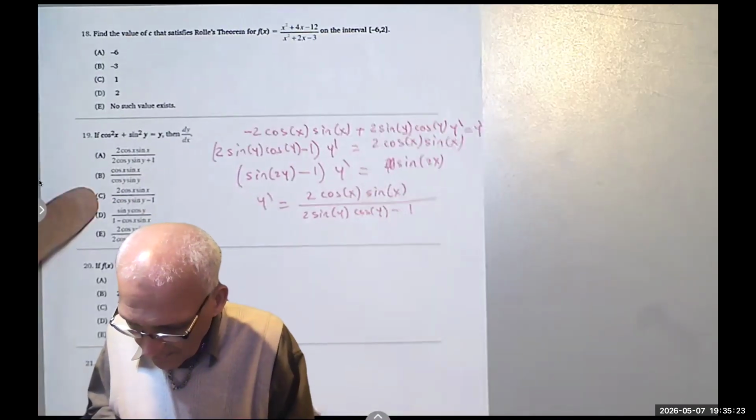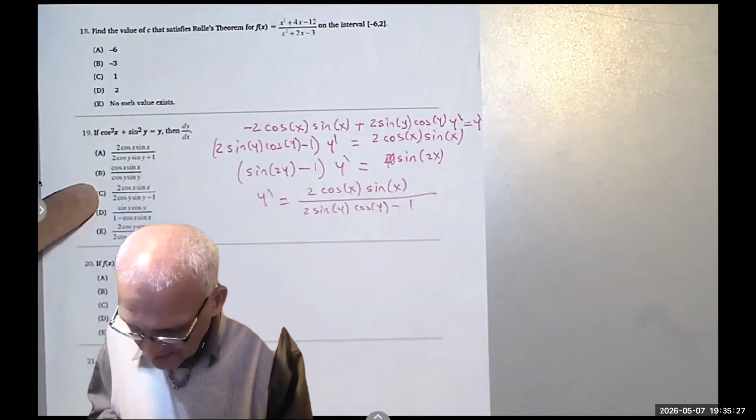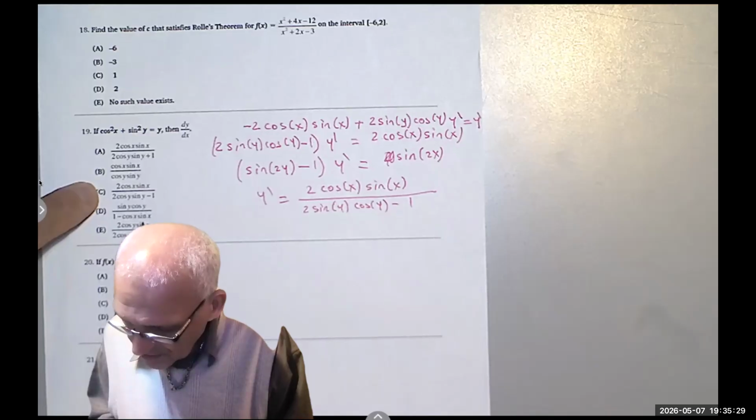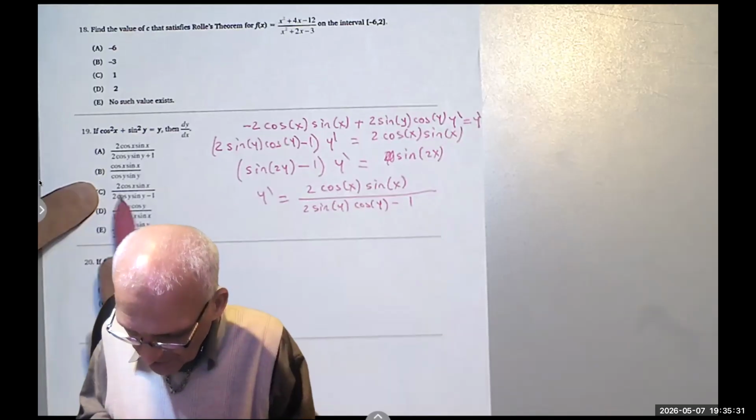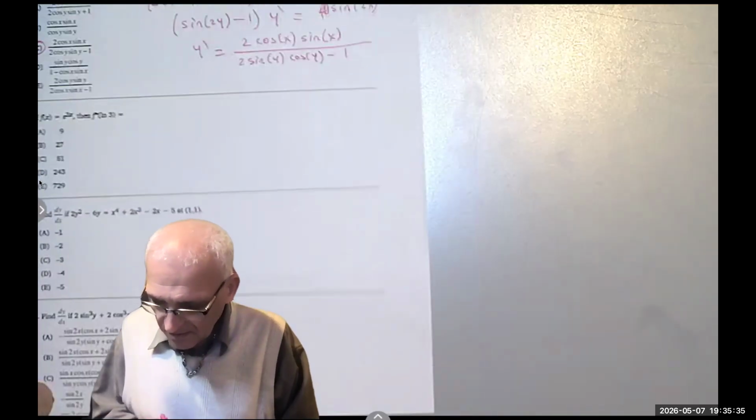See? Yeah, this is plus 1. This doesn't have a constant. This is the y on the numerator. So it's C, we know. Okay, let's move to 21.